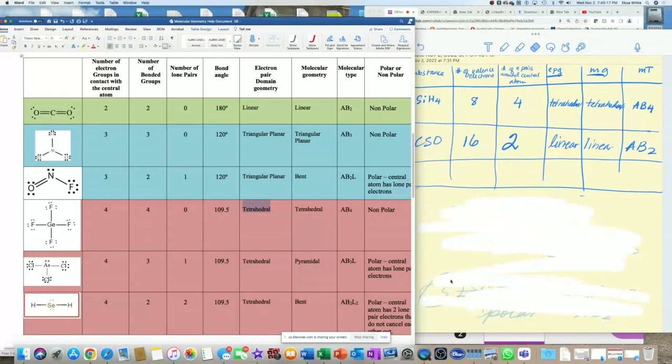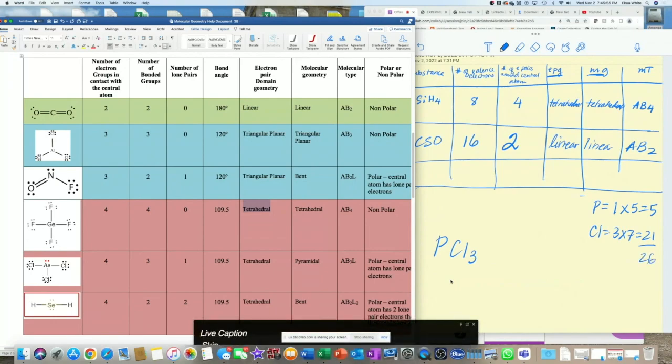Then let me do one that has lone pairs. Let's see. Let me do PCl3. Okay. With PCl3, phosphorus, we have 1 in the formula, and chlorine, we have 3 in the formula. Phosphorus is in group 5, correct? And then chlorines, each chlorine is in group 7, so we have 21. So we're working with how many? 26 electrons. So I'm going to write here PCl3. And this is going to be 26 electrons based on what I got.